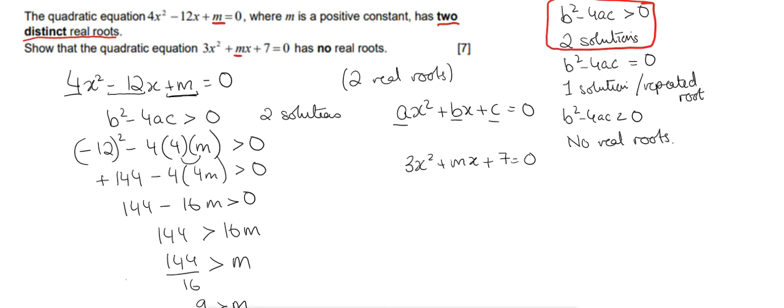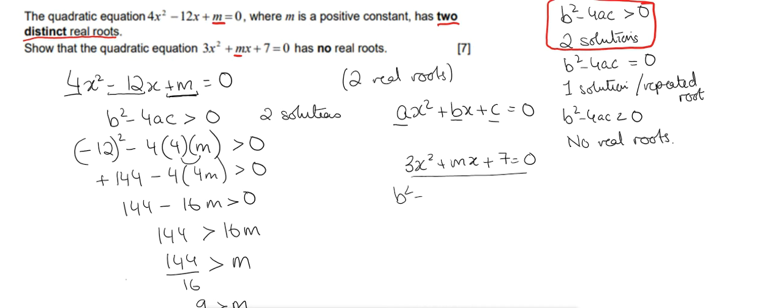Now here's the thing. I've worked out that m is less than 9, but I don't know which m will make this equation have no real roots. So I need to work out what makes this equation have no real roots. Now, let's look at this equation for a second.